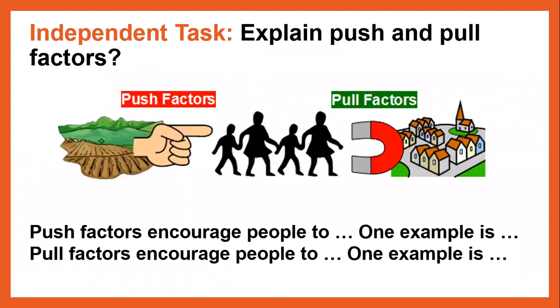So an independent task for you. Explain push and pull factors. So what are push and pull factors? Let's make that very clear. A push factor is a reason for leaving a country or leaving a place, whereas a pull factor is a reason to attract someone to a city or a new country if you're going to be emigrating.